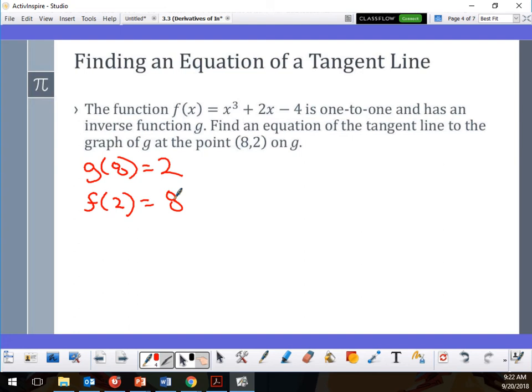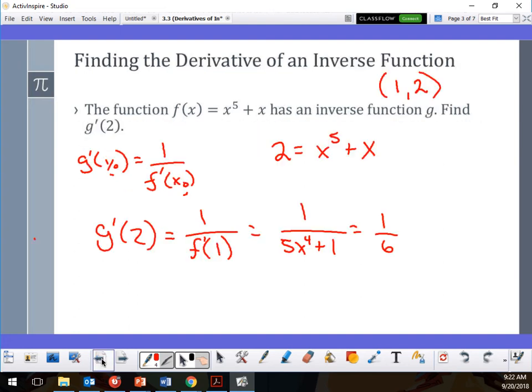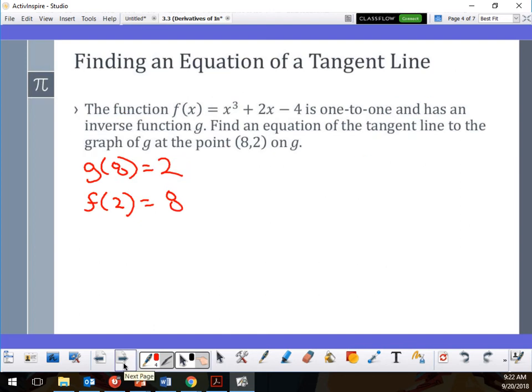Now for this one, on my previous one I was already given this value. What I was plugging in, I already had a number for. But for this, I'm looking for g prime of 8, which is going to give me 1 over f prime of 2. On the last one, we knew at that point 2 is what I was looking for, and I had to go back and find it. So I'm going to actually be finding this value.